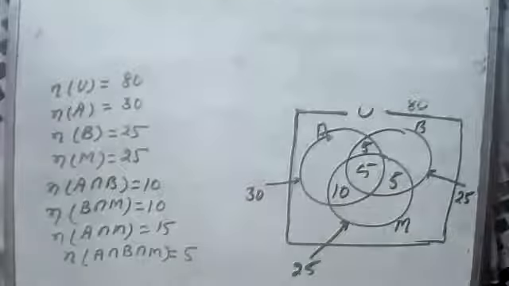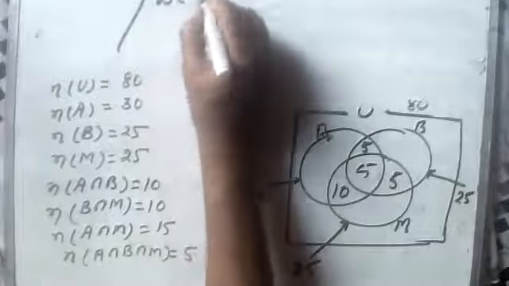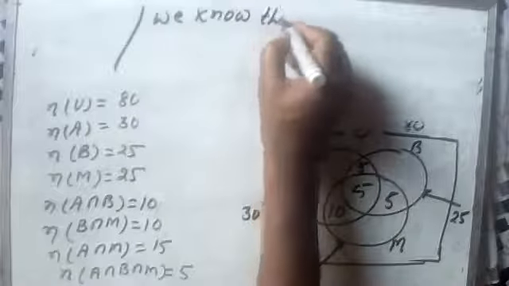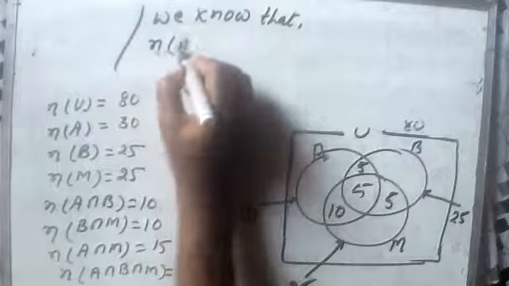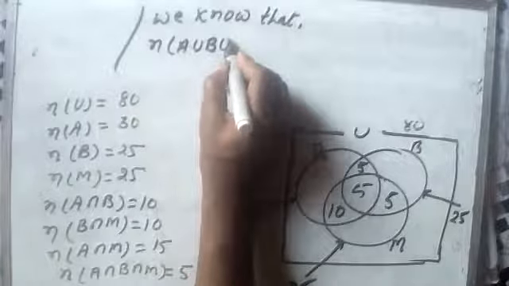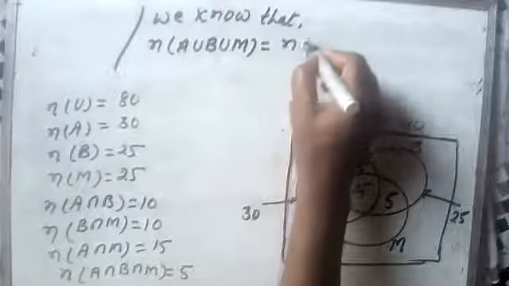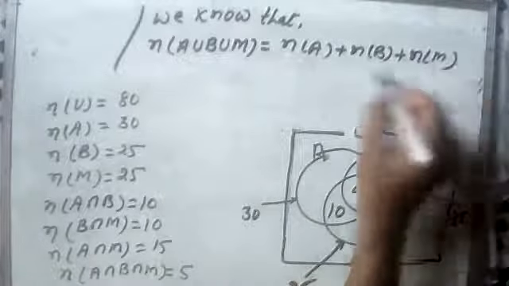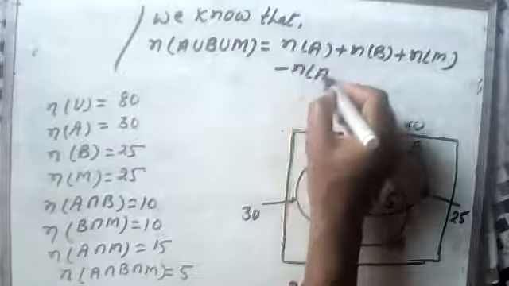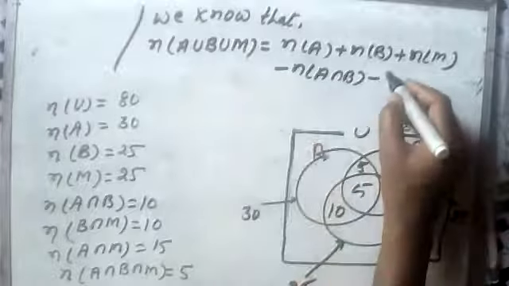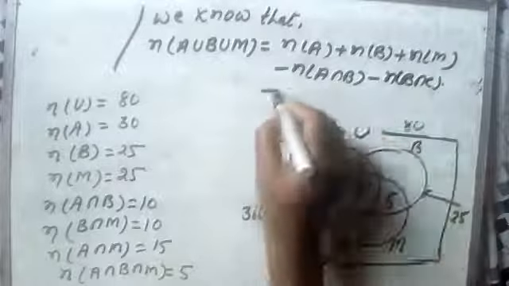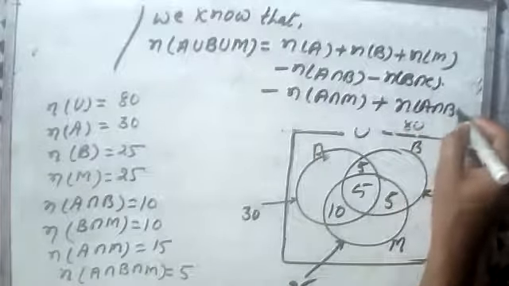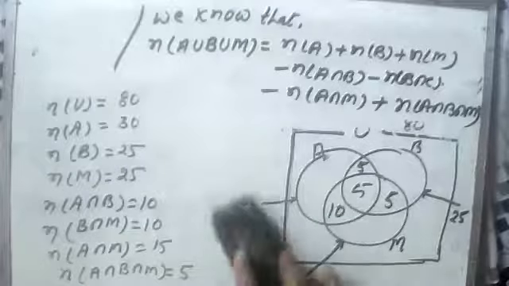We have the formula. We know that N(A union B union M) is equal to N(A) plus N(B) plus N(M) minus N(A intersection B) minus N(B intersection M) minus N(A intersection M) plus N(A intersection B intersection M). First we need to get A union B union M.